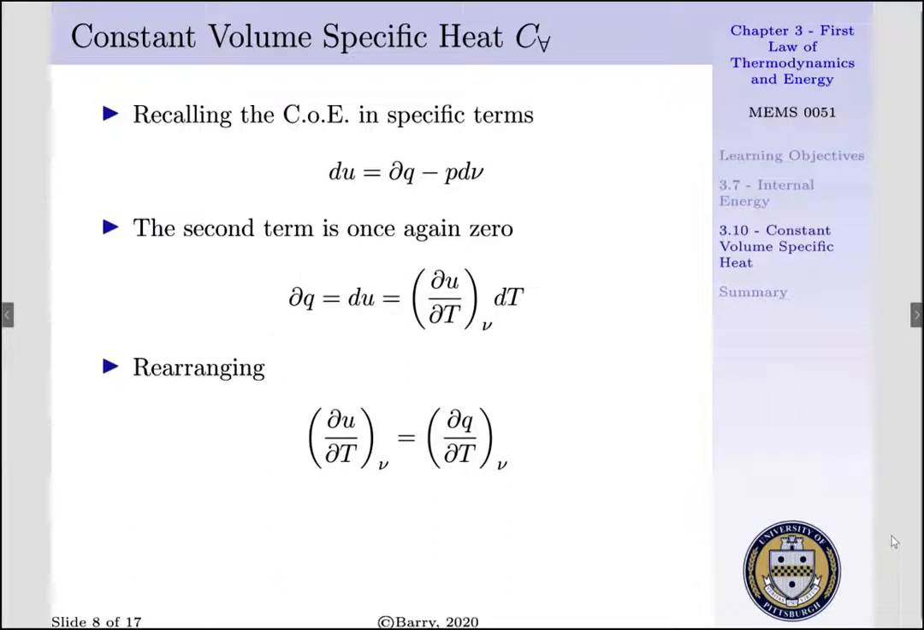Now, recalling our conservation of energy, in our specific terms, our specific internal energy is equal to our specific heat supplied less our specific work done, or du is equal to delta q minus P dv. The second term on the right-hand side is once again 0 for a constant volume process, so del q is equal to du, which would be equal to del u per del T dT. Or if we rearrange this, del u per del T would be equal to del q per del T, and thus we arrive at the same solution.